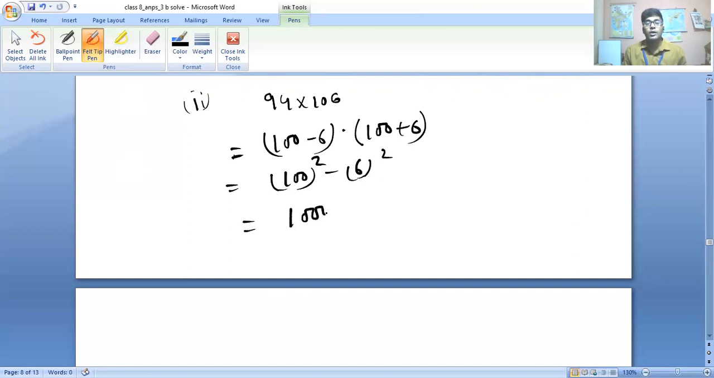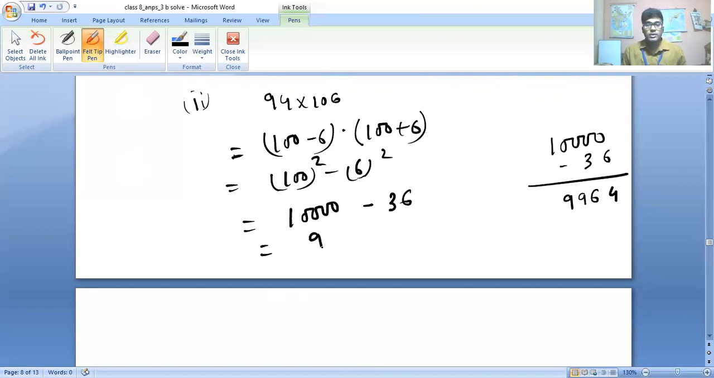So 1 and 4 zeros, and then we have the 36. So 10,000, if you subtract 36, then 9,960, and that brings our answer. So question number 11 will be the same.